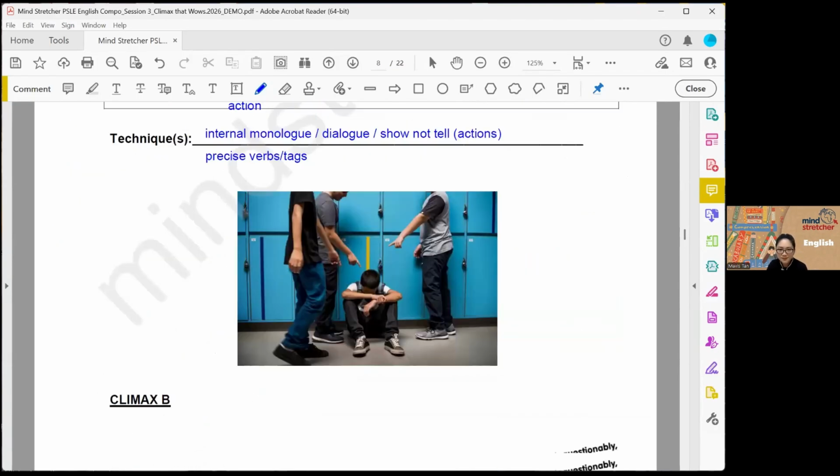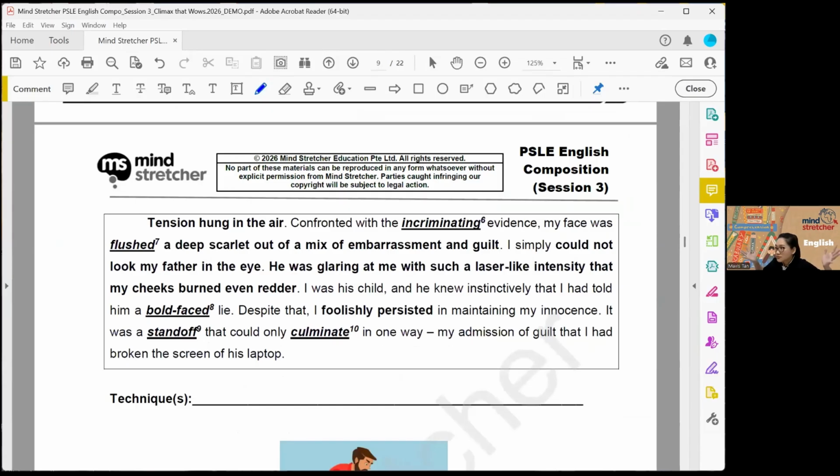Now, the second one. Oh, there's no dialogue here. So what's happening? Tension hung in the air. Dramatic short sentence. Okay. So I'm just going to label it. Tension hung in the air. Some students will write tension was in the air. Tension was in the air is a lot flatter in terms of description. So hung in the air means it's just there. It's not going anywhere. It's just suspended. Okay? So it's a lot more vivid.